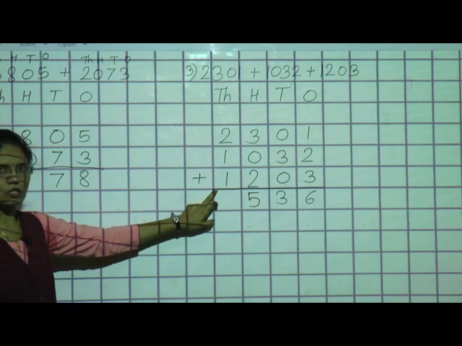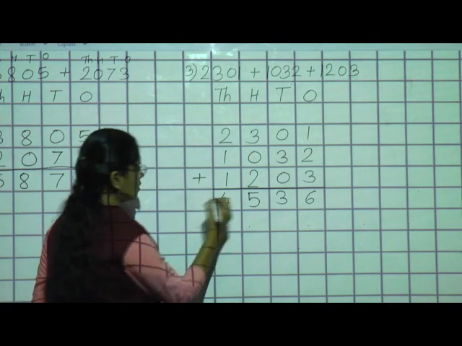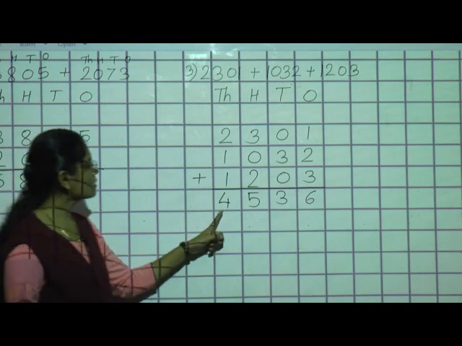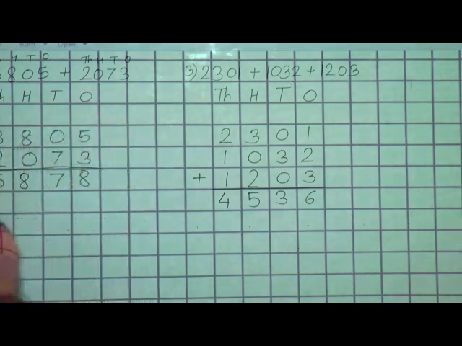Now do this addition. This is very easy. 2 plus 1, 3, 3 plus 1, 4. So what is the answer? The answer is 4536. Okay. Now see the next one. The fourth example we will take now.